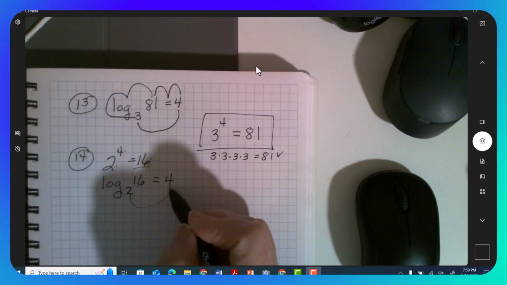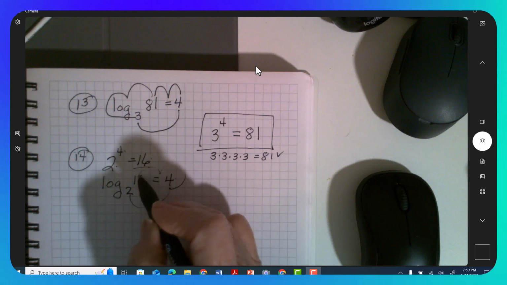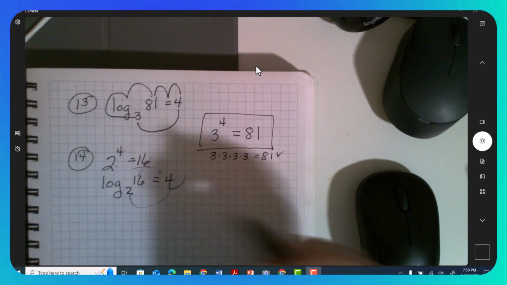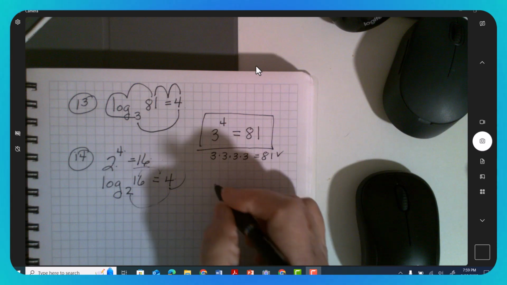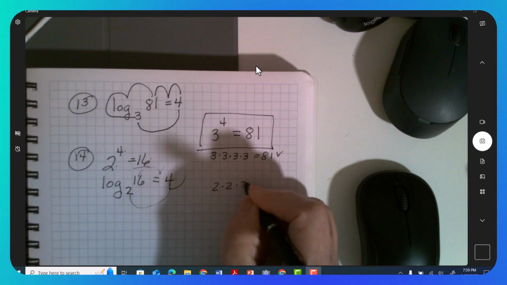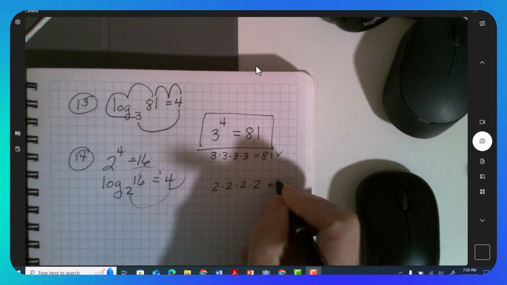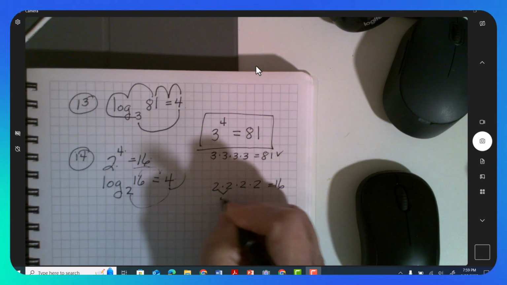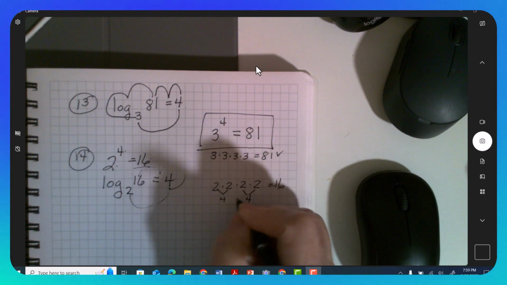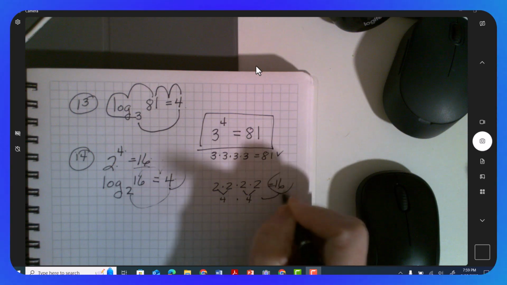2 to the 4th power equals 16. So that's what we get when we go back in reverse. 2 times 2 times 2 times 2 equals 16. 2 times 2 is 4. 2 times 2 is 4. 4 times 4 is 16. So let's check.